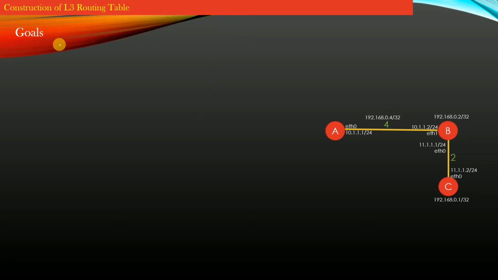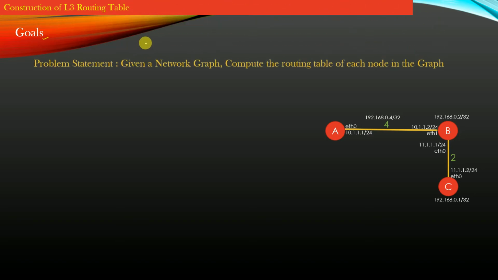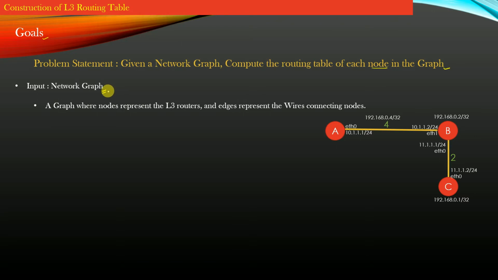So guys, now let us discuss the goals of this section of the course in a little more detail. The problem statement is that given a network graph, compute the routing table of each node or L3 device in the graph. So we are given an input graph, and we are looking to understand the algorithm using which each L3 device or node in this graph computes the routing table which respects all the four properties which we discussed in the previous slide.